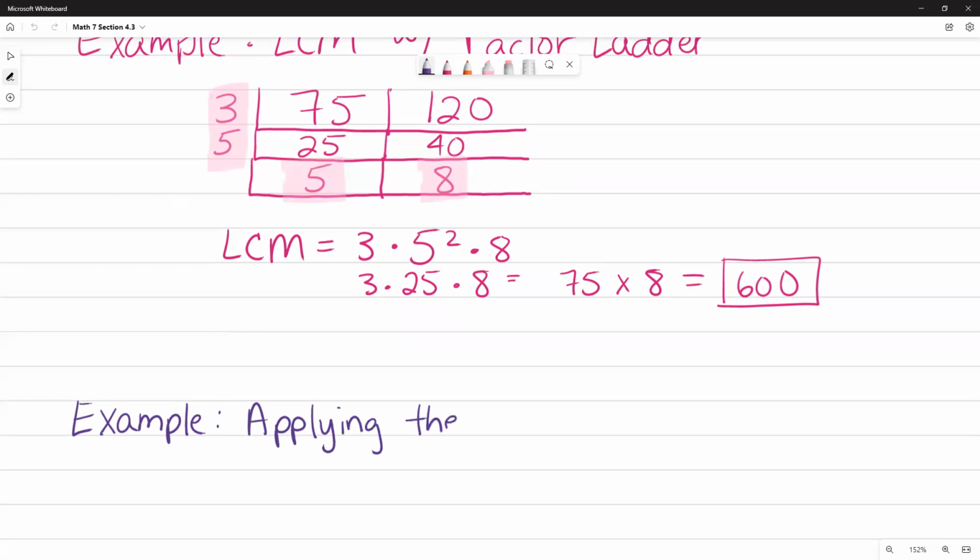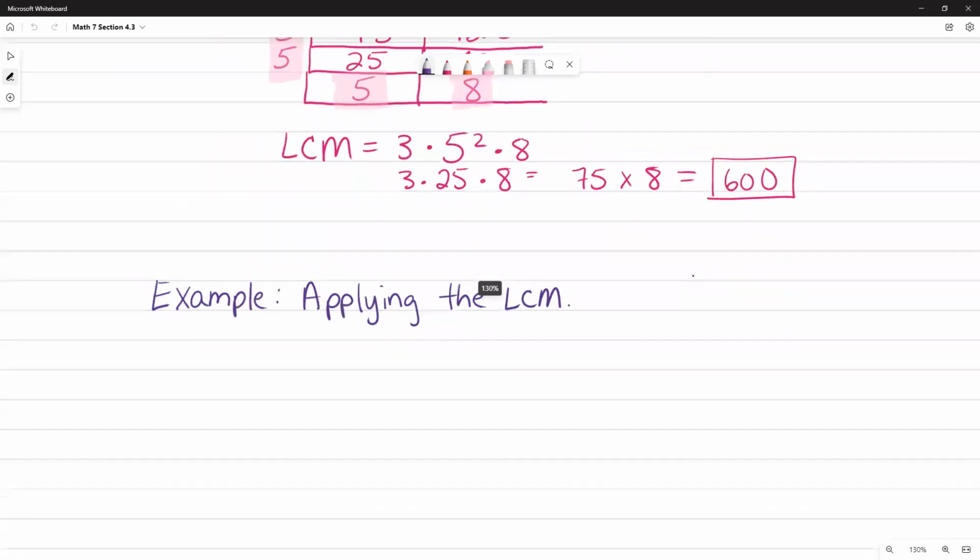These are real world scenarios, our word problems, the dreaded word problems. But to me, they make more sense because you have a scenario you're working with. All right, so in your book, this is example 4 on page 157.